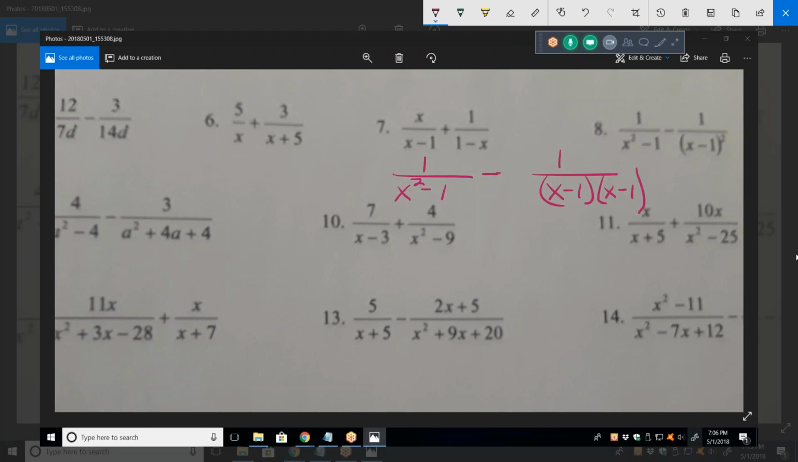Oh, no, I would write this as x plus 1 times x minus 1. And yeah, it does produce, no, I'm going to need an x plus 1 over here, so it doesn't save a step. And I'm going to need an x plus 1 right there. So that's my common denominator right here.